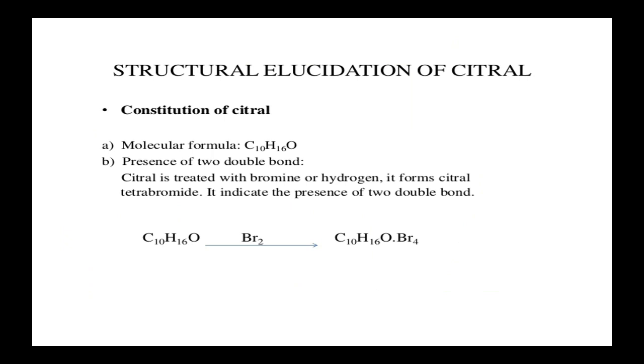Next, structural elucidation of citral. What is the constitution of citral? First, we have to discuss the molecular formula. We know that it is C10H16O. Next, the presence of two double bonds. When citral is treated with bromine in hydrogen, it forms citral tetrabromide. From the tetrabromide, we have confirmed that two double bonds are present, indicating the presence of two double bonds.